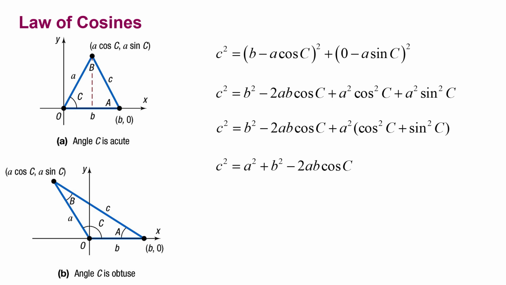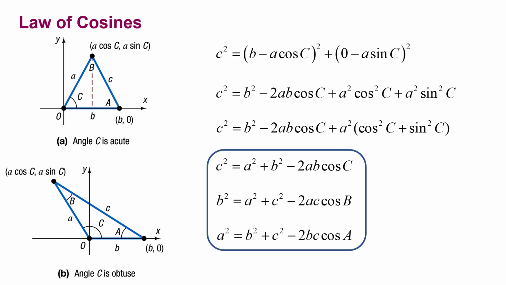And if we were to complete this process to find the square of side B, we would obtain side B squared equals side A squared plus side C squared minus 2 times side A times side C times cosine of the angle B. We could again complete the same process to find the square of side A, and we would obtain side A squared equals side B squared plus side C squared minus 2 times side B times side C times cosine of the angle A.